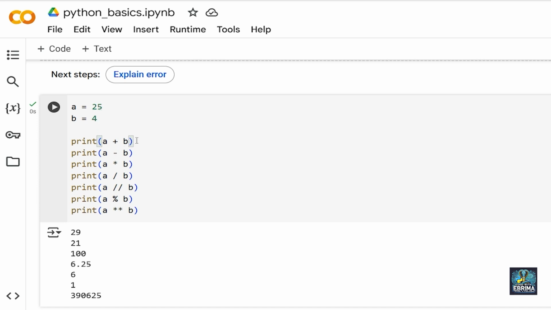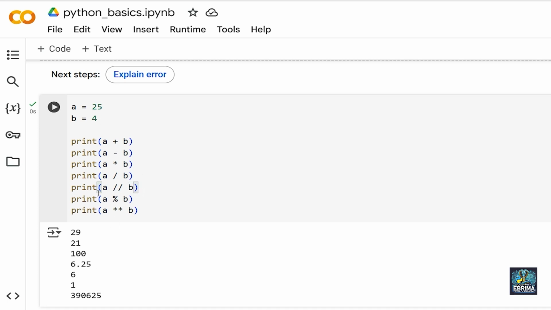So 25 plus 4, it's going to output 29. The next one, 25 minus 4, is going to output 21. The next one, 25 times 4, is going to output 100. Now A forward slash B, so this is the division. This should output a float number, that is a decimal number. So A divided by B, that is 25 divided by 4, is going to output 6.25.